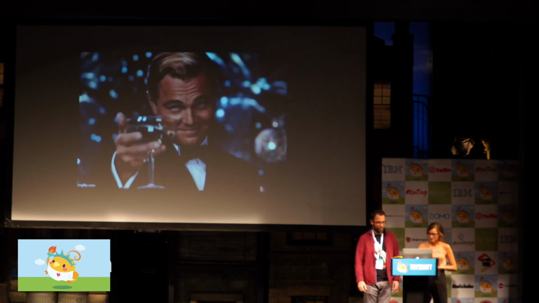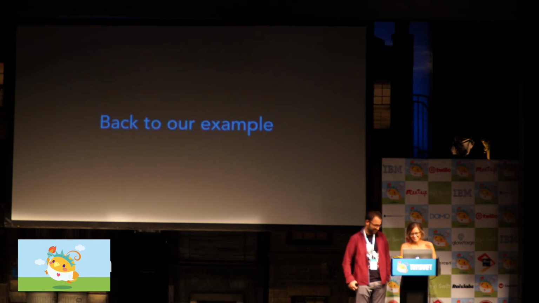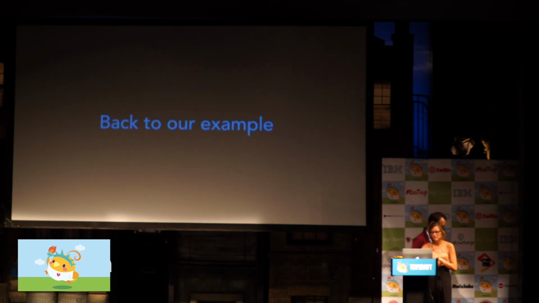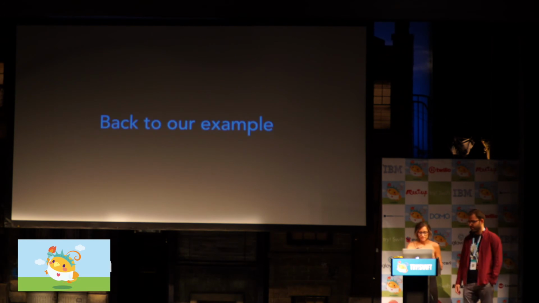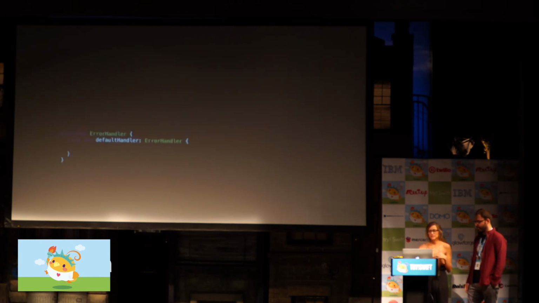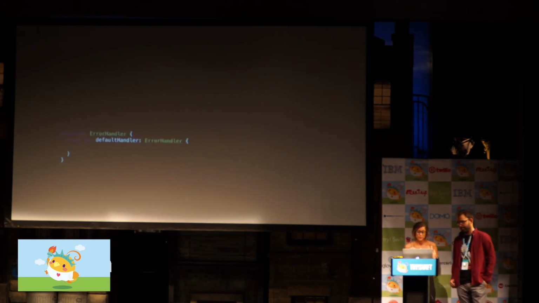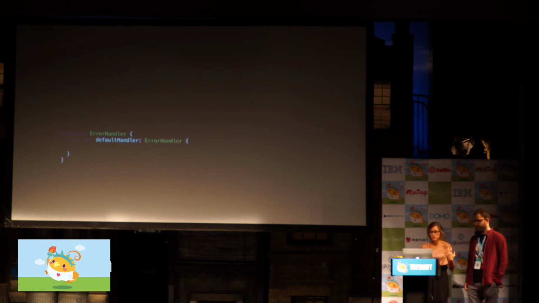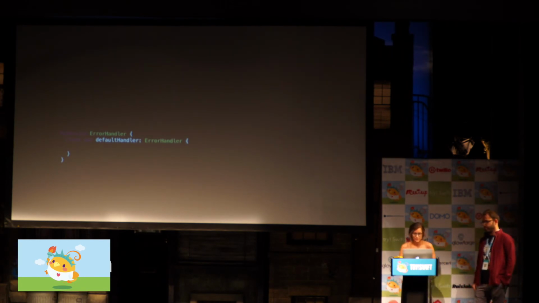And Leo agrees. So back to our example. What we saw before is that we had a lot of duplicate code between the two screens. So let's try to factor out this code by using the default handler.